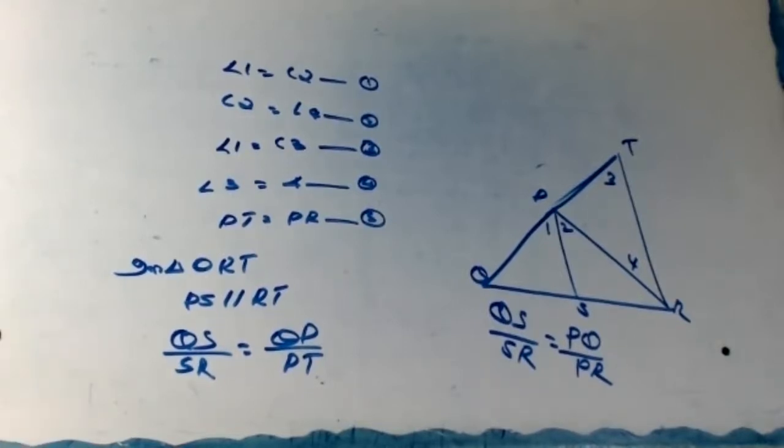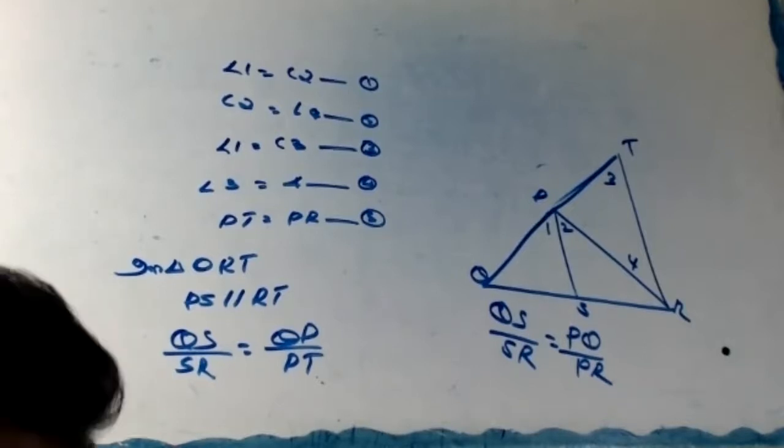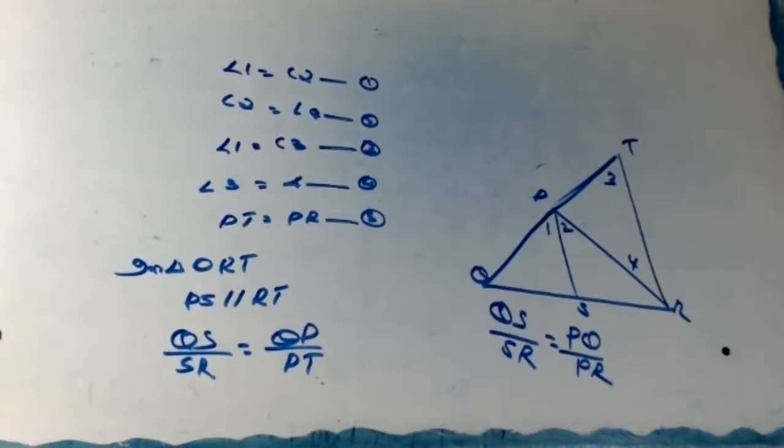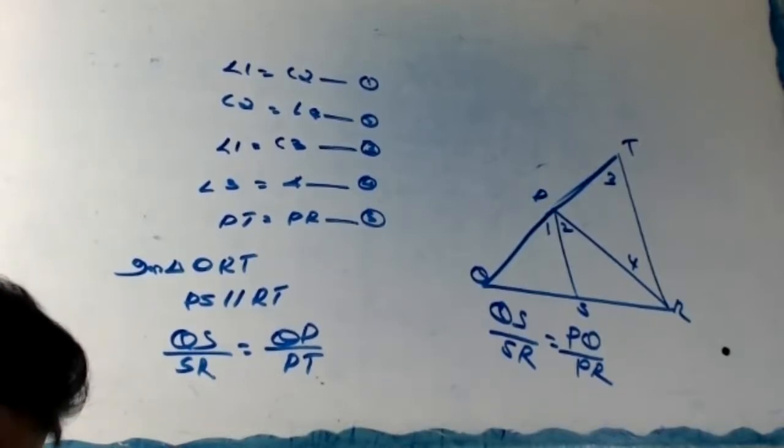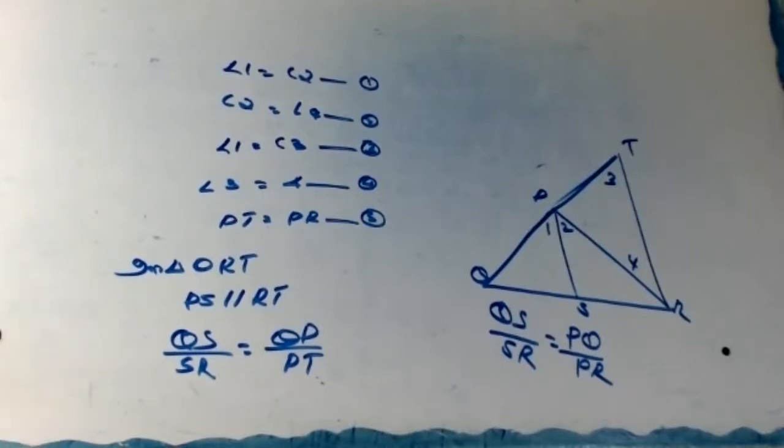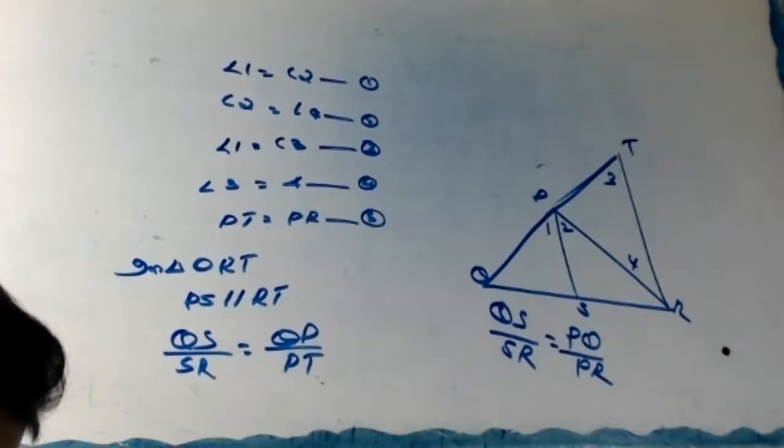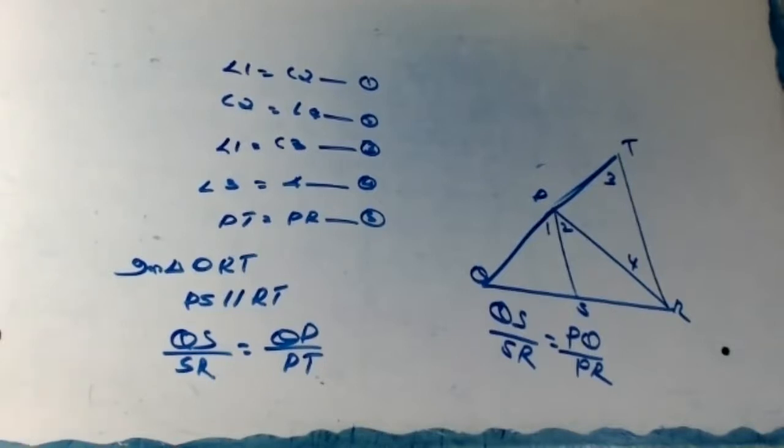Okay. From 1, 2, 3, we got angle 3 equal to angle 4. Hence, PT equal to PR, since sides opposite to equal angles are equal.